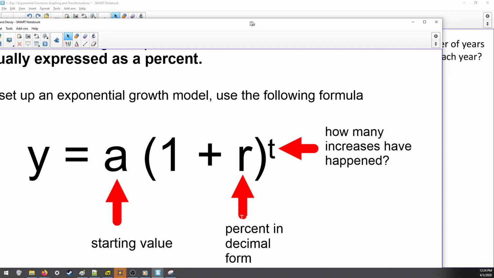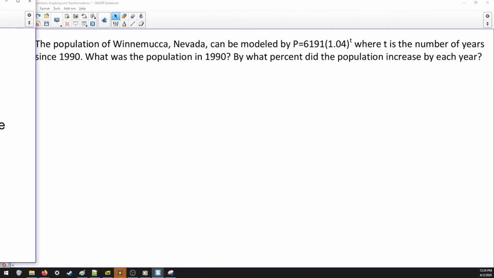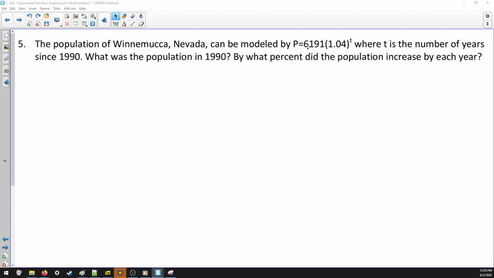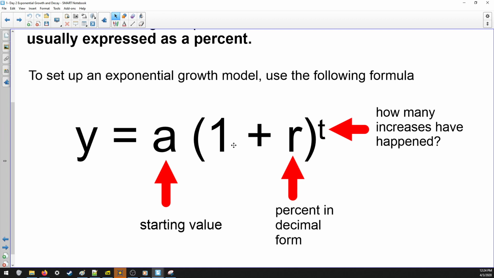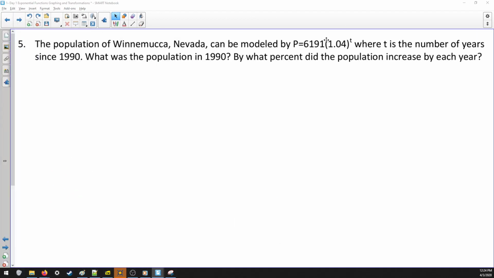When I take this, and I'm going to slide this over real quick and we'll bring it back again, and compare it to our problem here, you can see that this equation fits this setup with one small difference. The difference is that instead of this being written as 1 plus the rate, they combine them together. So 1.04, let me grab my pen. I'm going to write this again: this is 6191, and instead of writing 1.04, I'm going to write that as 1 plus 0.04, to the t.